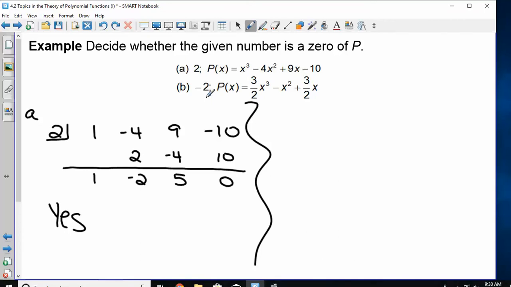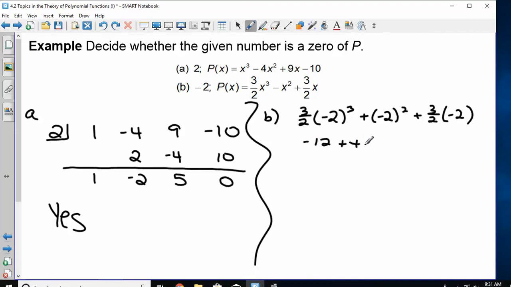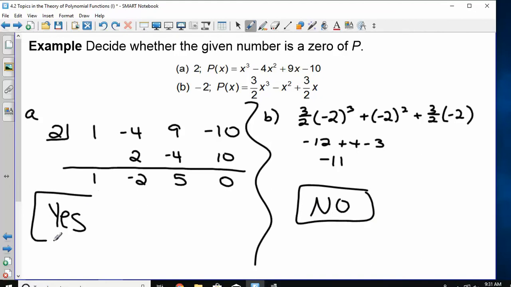On this one, part B, we could do synthetic with a negative 2, or we can just plug in negative 2. What do you get? So is it a 0? No. Okay, I don't care how you do the problem as long as you can get to the answer.